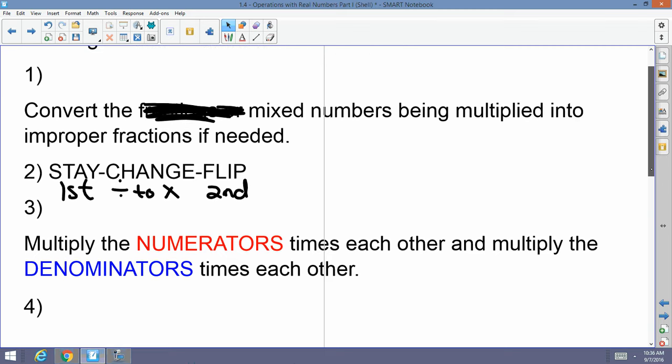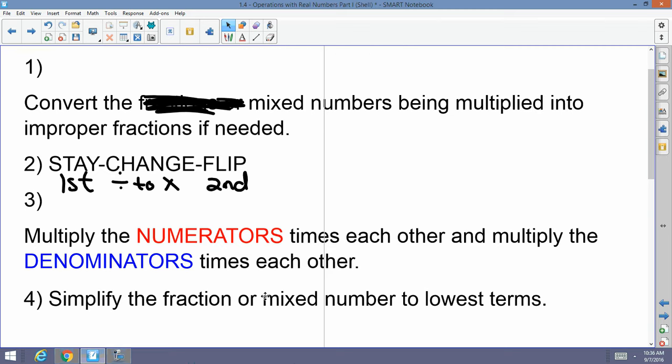And then, of course, last but not least, simplify the fraction or mixed number to lowest terms. So when dividing, guys, always do your stay, change, flip after you have converted mixed numbers. Okay? We're going to talk about this right now. We're going to have examples.